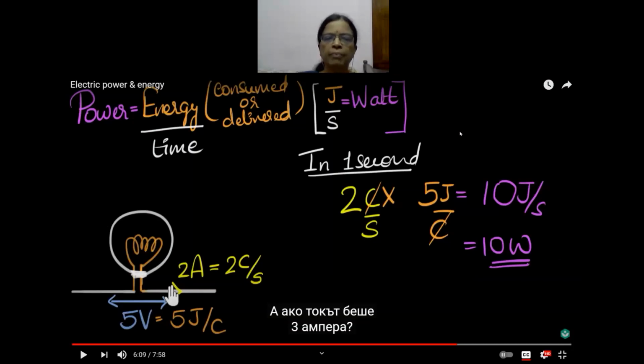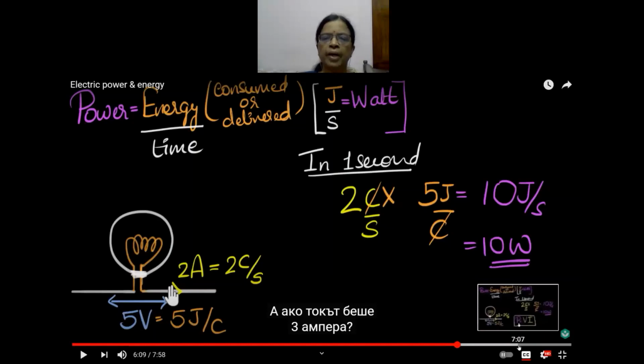So how did you get that power? That is by multiplying current into voltage, V into I. See, that's the 2 coulomb per second into 5 joule per coulomb. They multiplied, so coulomb cancels. We are getting joule per second. So by multiplying voltage and current, V into I, we are getting the power. So we got a formula for that. Formula for power: power equals V into I.